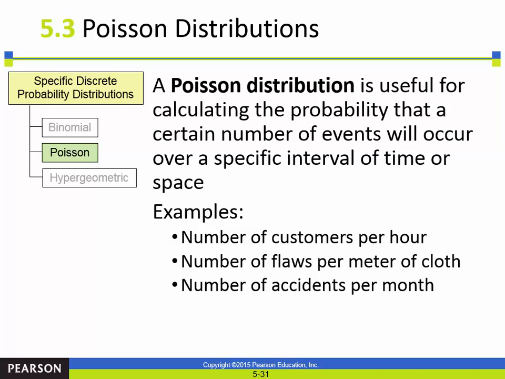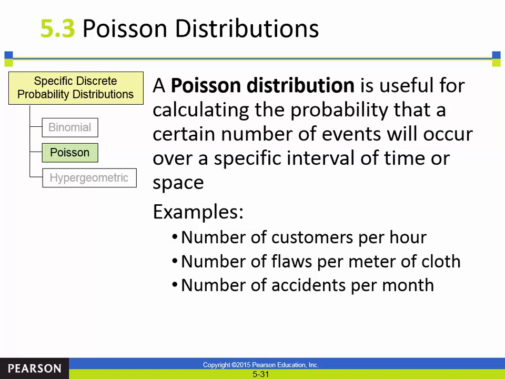I think it does. A Poisson distribution is used for calculating the probability that a certain number of events will occur over a specific interval of time or space. So remember, the first one was for calculating the probability of something either being successful or not successful, or having a certain number of successes in a certain number of trials. This is different because now we're talking about the probability of something occurring over a specific time interval.